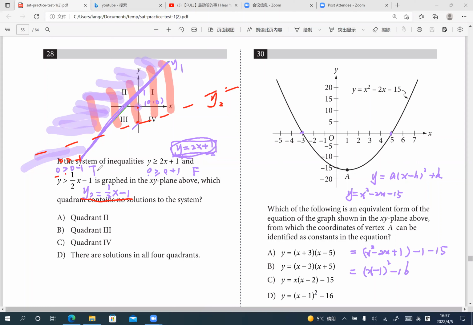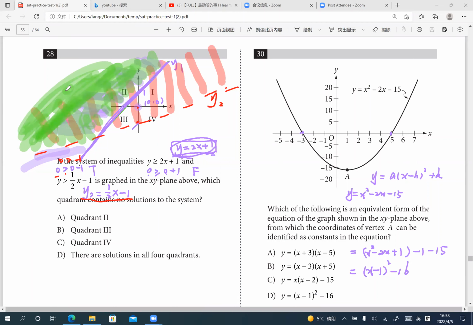So if it leads to a true statement, we just need to shade the half that includes the point 0 and 0. So that's why I shade the half that includes the 0 and 0. Now we need to find the overlapping area. I use a different color to shade it. So now we can tell the overlapping area is this part.